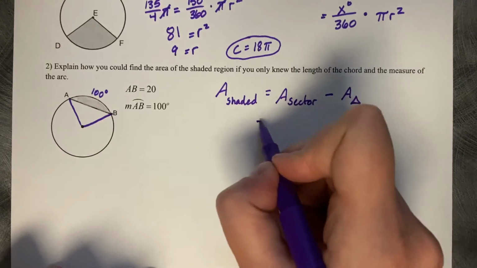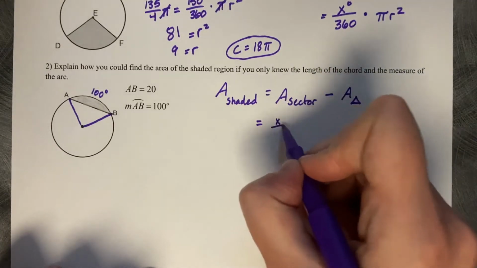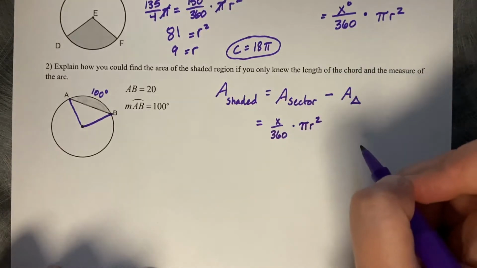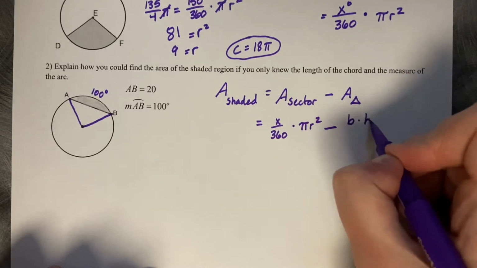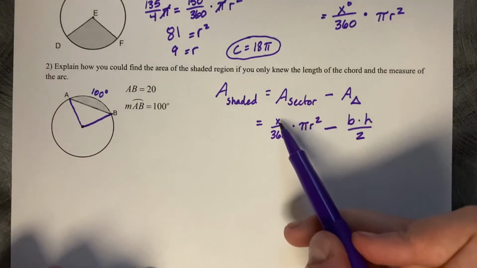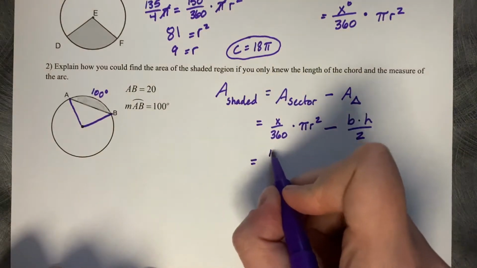So then we can fill in the math that goes with that. The area of a sector is x over 360 times pi r squared minus the area of the triangle, which is base times height divided by 2. Let's take an inventory of what we want and what we have. So x, we do have that. We know that it's going to be 100 degrees.